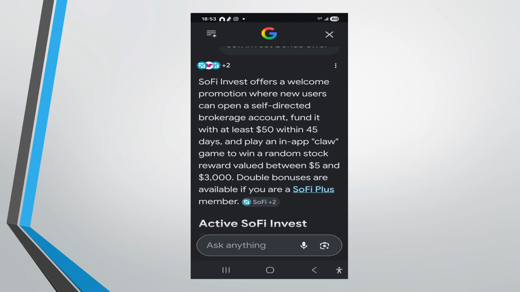And in this case, SoFi, if you just open an account with 50 bucks, they will give you a random stock that's worth between $3,000 and $5,000. And based on how much money you put in, the more money you put in, you get more of those stocks. And it's a little claw game where you're actually reaching with a little claw and you pull them up. So anyway, there's things like that out there. There's lots of them. Get paid to do it.